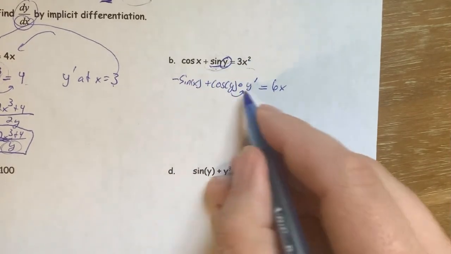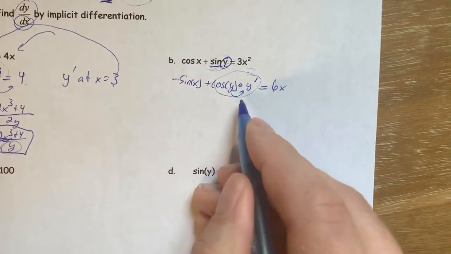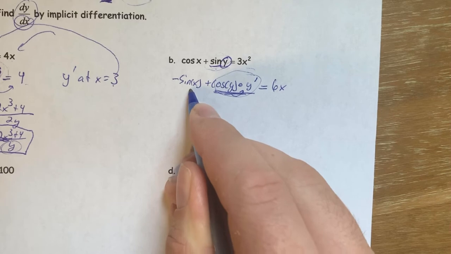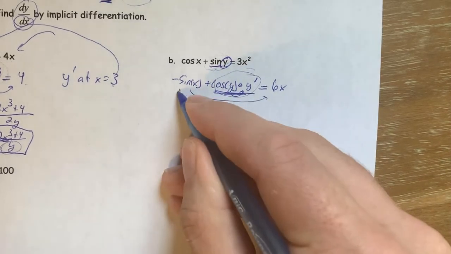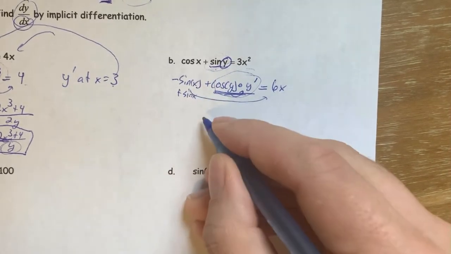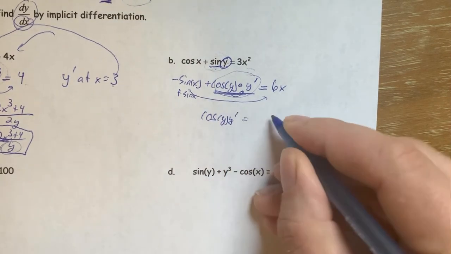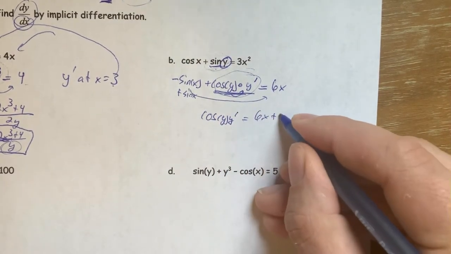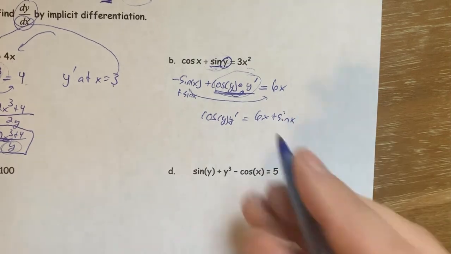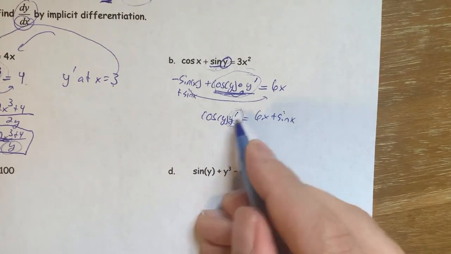So we're going to take anything that doesn't have a y prime in it. So this is going to stay here, but anything that doesn't have a y prime needs to go to the other side. So we add sine of x. So cosine of y, y prime equals 6x plus sine of x. And then whatever's multiplying by y prime, we divide.